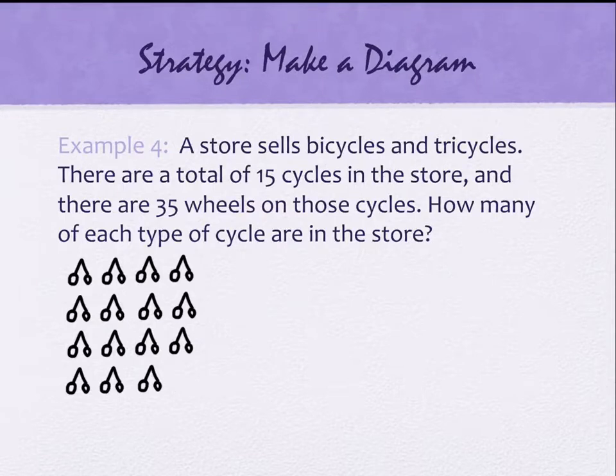Okay, I have 15 cycles now. And you guys already told me that that's 30 wheels. But the problem gave me slightly different information. How many wheels am I supposed to have on all these cycles? I'm supposed to have 35, so how many wheels short am I? 5. So what am I going to have to do to my picture to make it match the information in the problem?